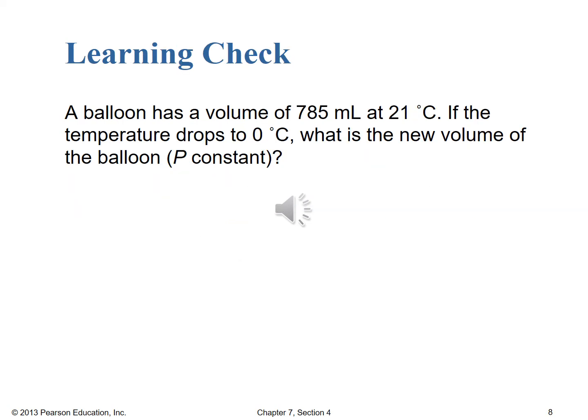All right, so now that we've worked one together, here's a learning check to see how you do on your own. In this example, a balloon has a volume of 785 milliliters at 21 degrees Celsius. If the temperature drops to 0 degrees Celsius, what is the new volume of the balloon? Again, holding pressure and number of moles constant. So please stop the video now, go ahead and solve the problem, and when you're done, start it back up and we'll see how you did.